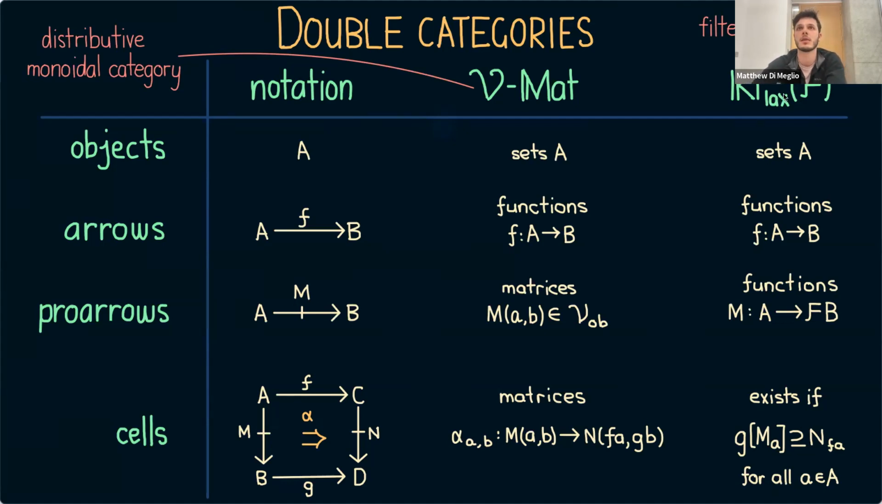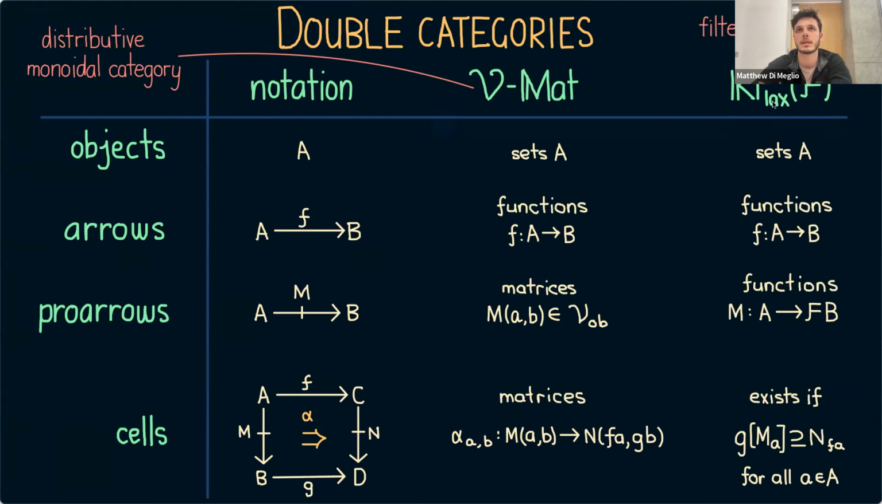So I've written KL lax of F, and this is, I guess, a bit of informal notation because it's like the Kleisli double category of the monad F that Bob defined in his talk, the previous talk, except that for the cells, we're allowing more than just equality around the boundary, but we're using this ability to order the filters on a set to allow for inequality here. So this is where the laxness comes in.